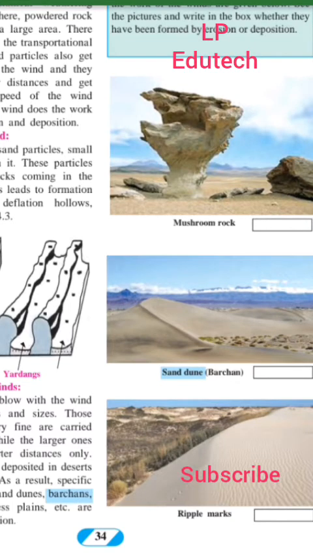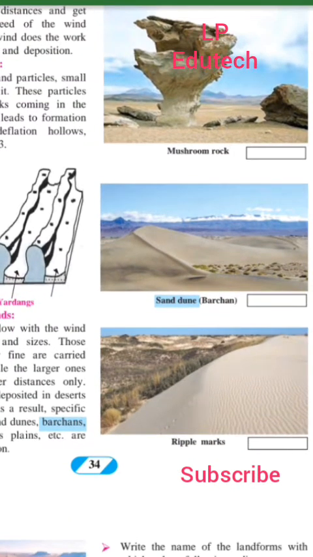Now number 1, we have mushroom rock. So this is the picture of mushroom rock and it is the erosional work of wind. So you can write the answer here. It is formed due to the erosional work of wind. Second, we have sand dunes, or barkans as it is called. So it is the depositional work of wind.